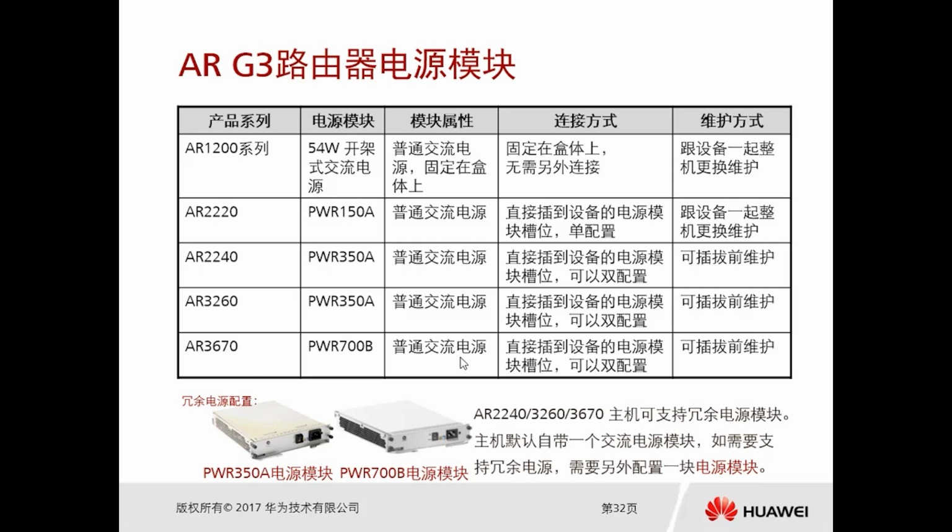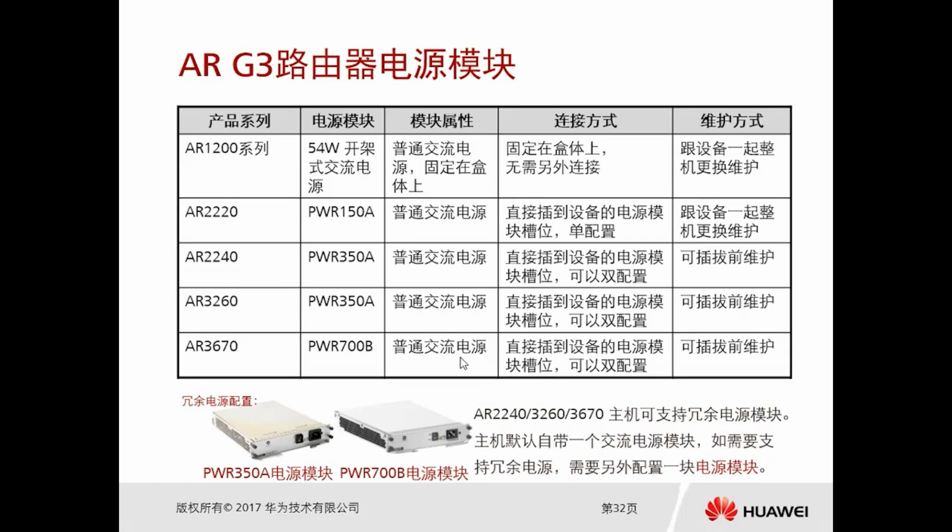And then these models of hosts, the ones just mentioned, all support redundant power supply modules. In other words, my host machine will come with a built-in AC power module by default. If redundant power supply support is needed, another power module needs to be configured. If you need this redundancy, then you need to add another one, to ensure the reliability of the service. So here are a few things to note. This still looks simple. There are a few points to note.